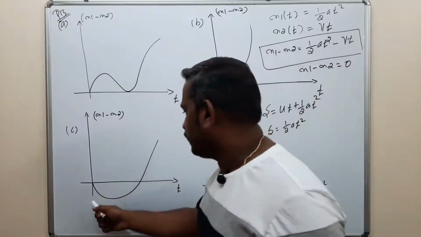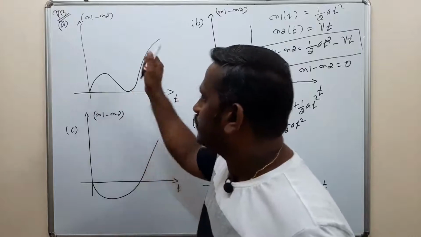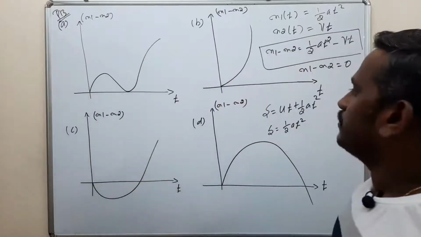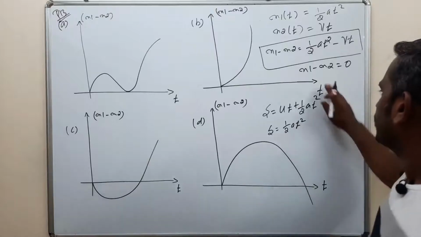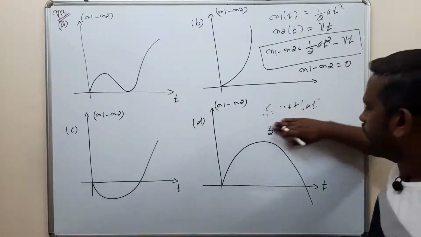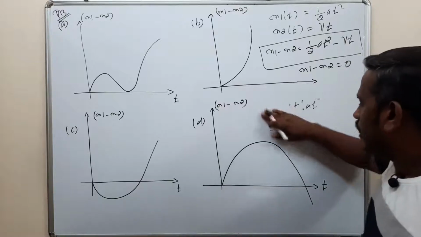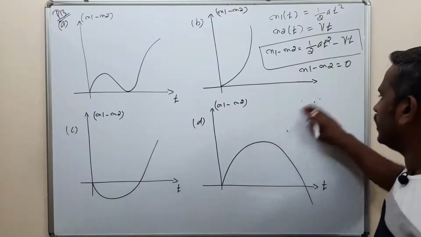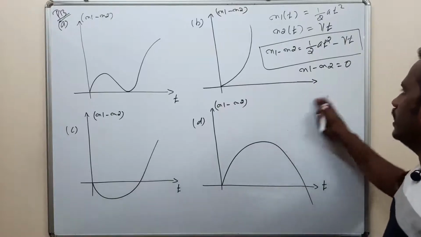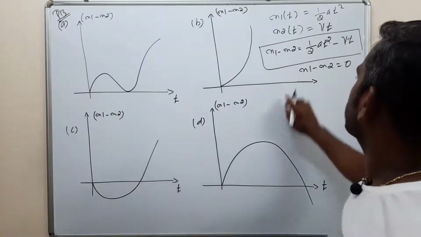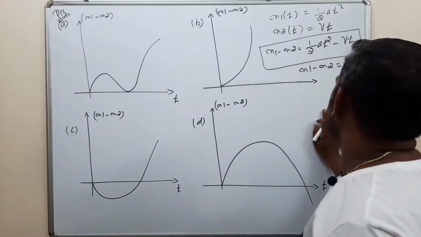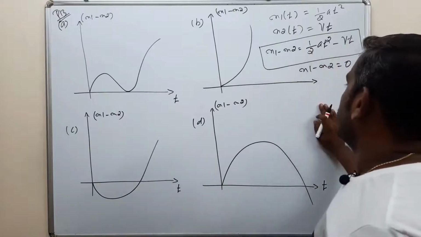So the given graph, all the 4 graphs start from the origin, that is x1 minus x2 is equal to 0. So from that we can't identify the answer. Suppose x1 minus x2 is half at square minus vt. So it is a function of time.